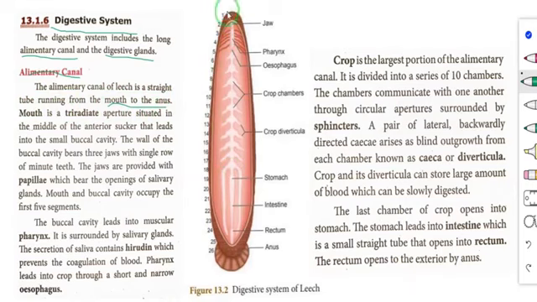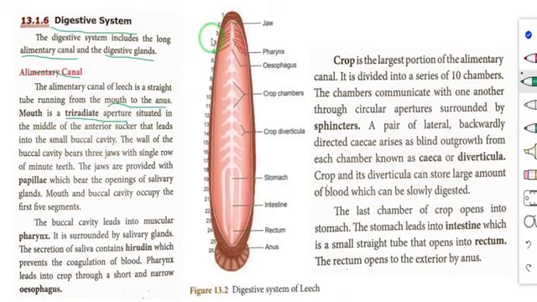This is the mouth region, the anterior region. This is the posterior region, where the anus is located. So it is a straight tube running from the mouth to the anus. Mouth is a triradiate aperture. Aperture, you know, that is the opening, a hole. So triradiate aperture means three holes are present. The mouth is situated in the middle of the anterior sucker and leads into the small buccal cavity.